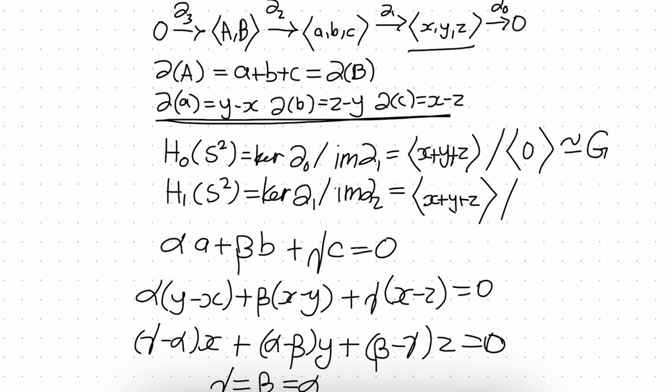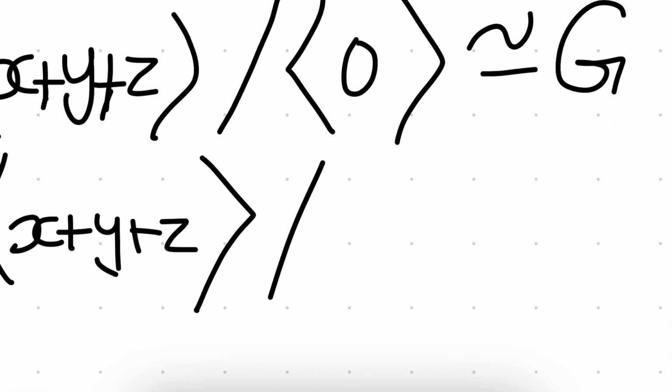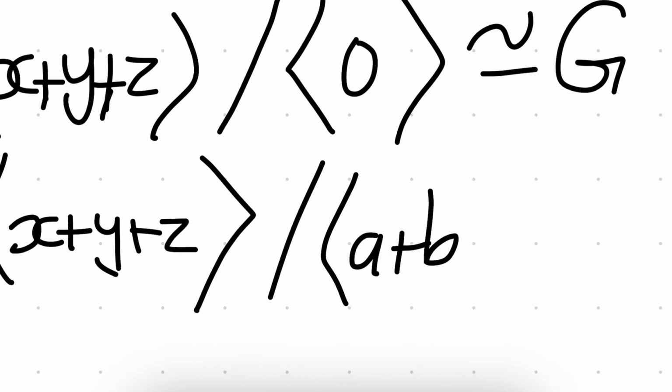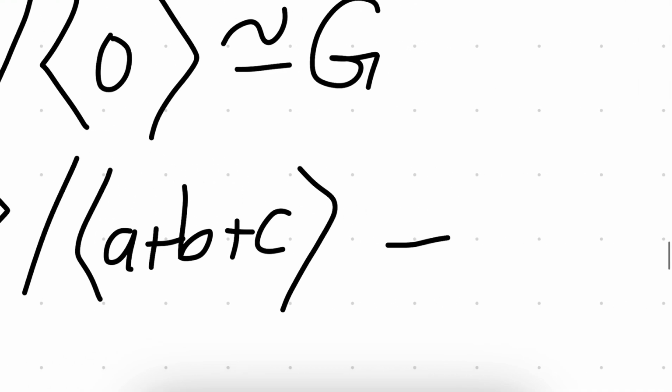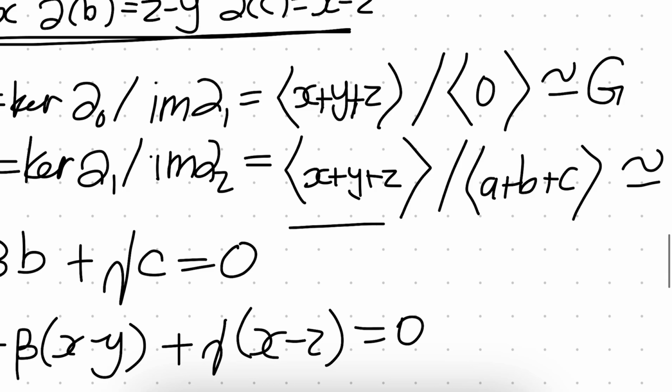The image of del 2 is the one that's spanned by essentially A, B, and C. Right? A plus B plus C. So yeah, that's the image of del 2. You can see here, that's A plus B plus C. And then you see that it's trivial because we have only one generator.